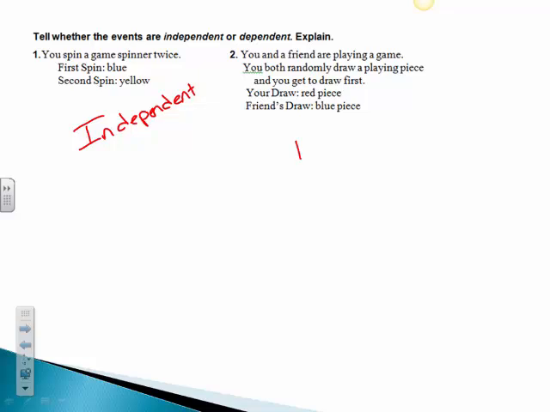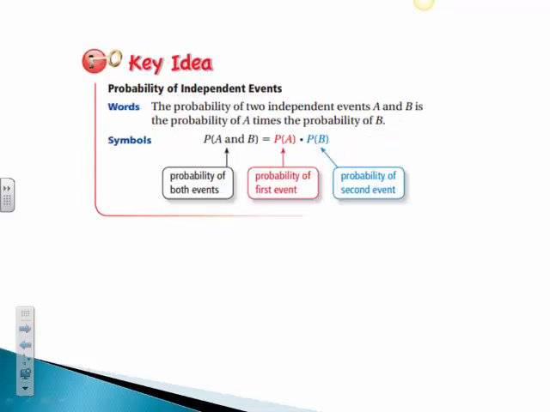So because of that, these events are dependent. One does affect the other. All right, let's go on. Now, there is a way you can calculate the probability of doing two independent events.